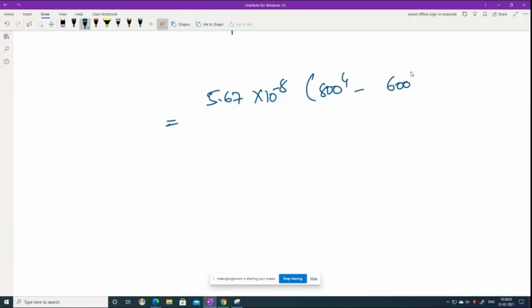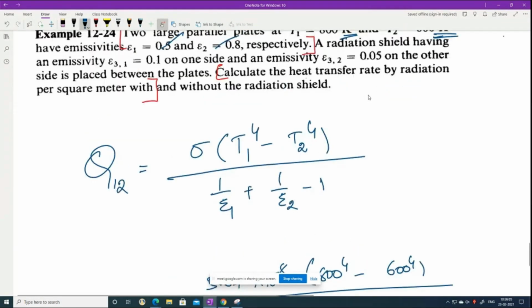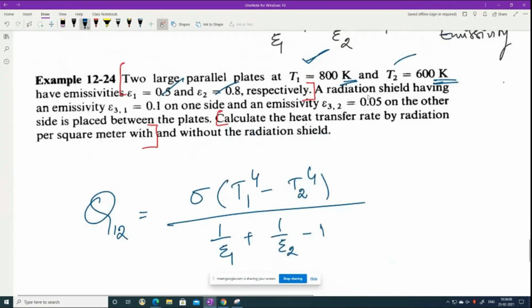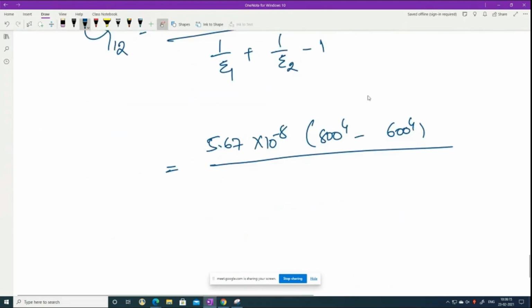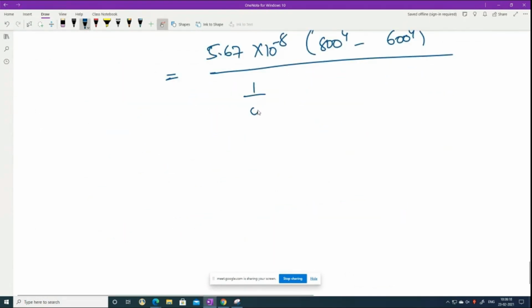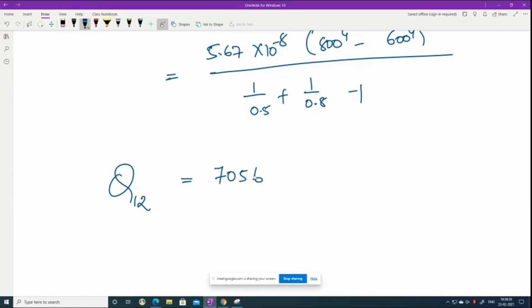800 power 4 minus 600 power 4, divided by 1 by 0.5 plus 1 by 0.8 minus 1. Please quickly calculate and tell me what this value is. 7056. What is the unit of this one? The unit of this one is watt per meter square.